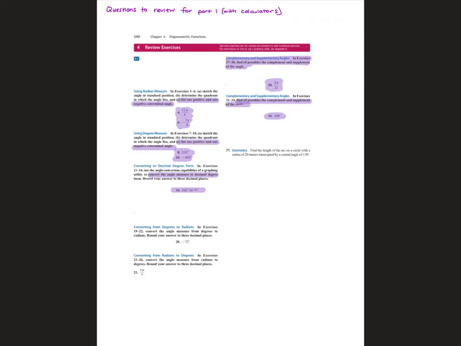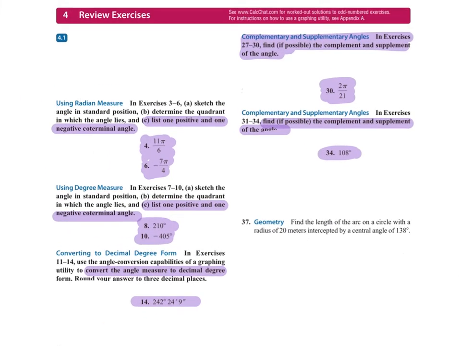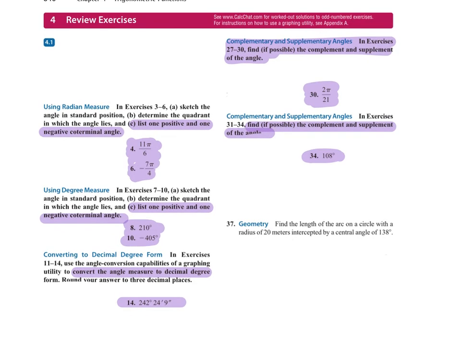Okay, so I went through, like I said, I took the review. So if you already started it over the break, fantastic. If you want to go back through and compare it now to the ones I highlighted, everything that's highlighted in purple is what's going to be on tomorrow's portion. So again, positive, negative, coterminal in both radians and degrees. You don't have to convert from decimal degree to degree, but you do need to know how to find that, like we just did for 14.